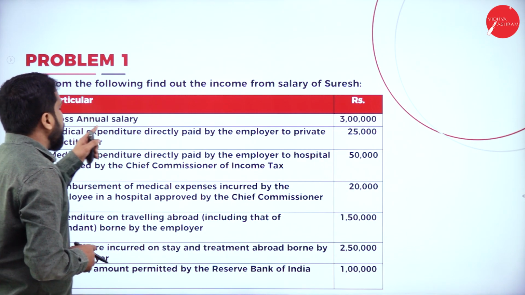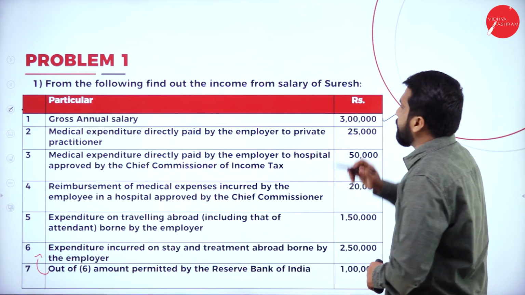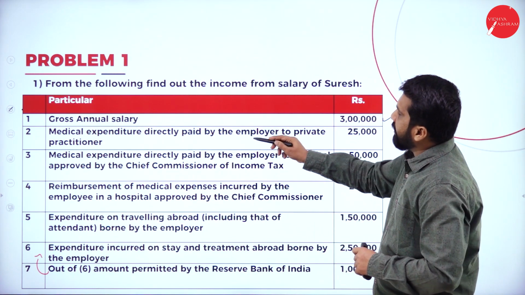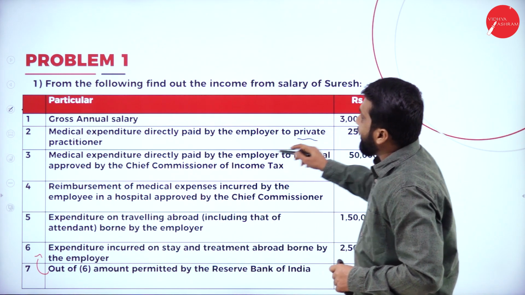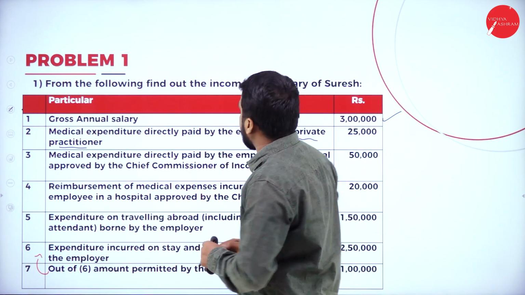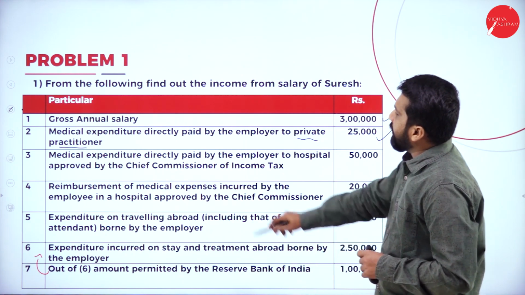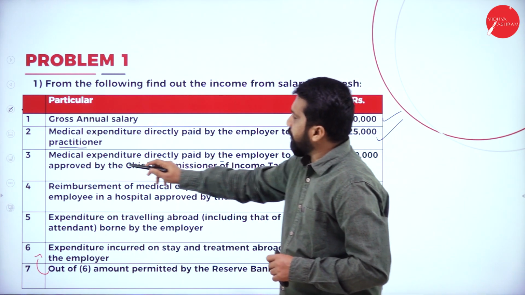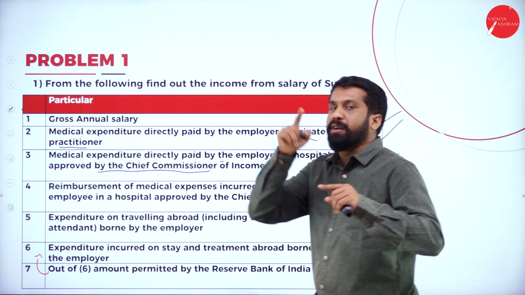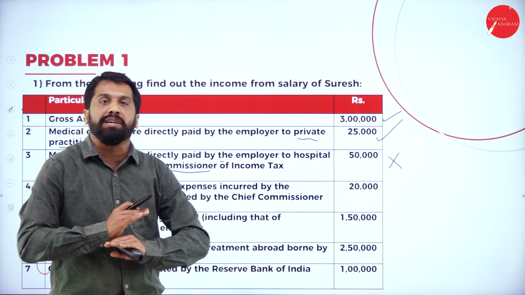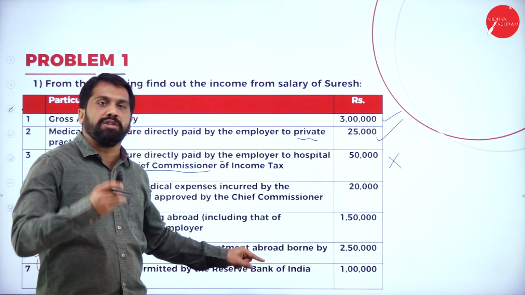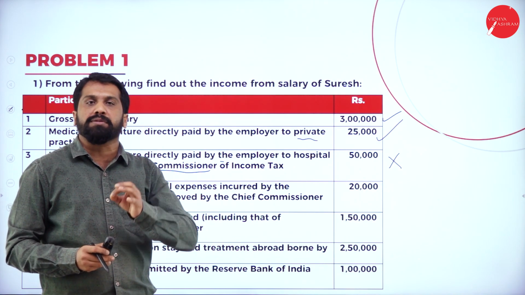Now, very simple. Gross annual salary 3 lakh. His gross annual salary is more than 2 lakh, so taxable. Medical expenditure directly paid by employer to private practitioner. Whether it is approved? No, it is not approved. So it is taxable. Medical expenditure directly paid by the employer to the hospital approved by Chief Commissioner of Income Tax: exempted. You need not pay tax. Just assume that you are that employee and these are your salary. It will be interesting for you to do the problem.